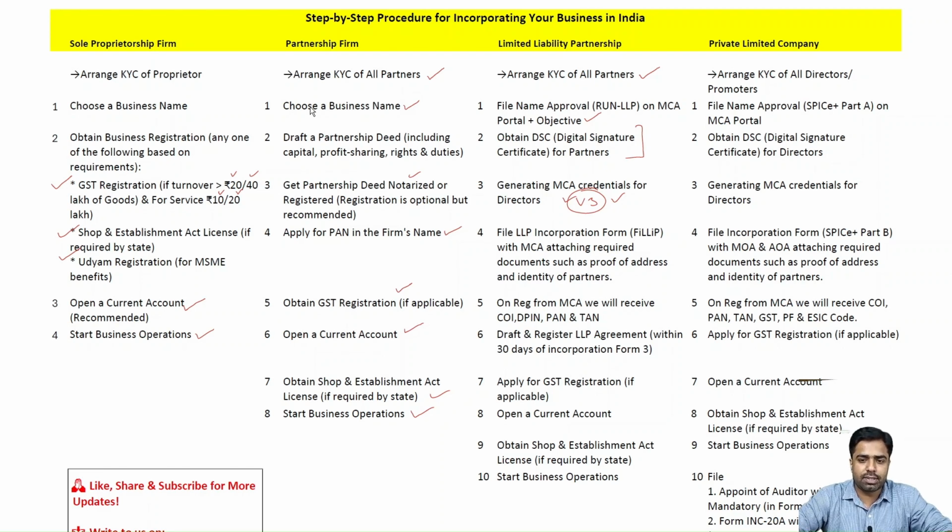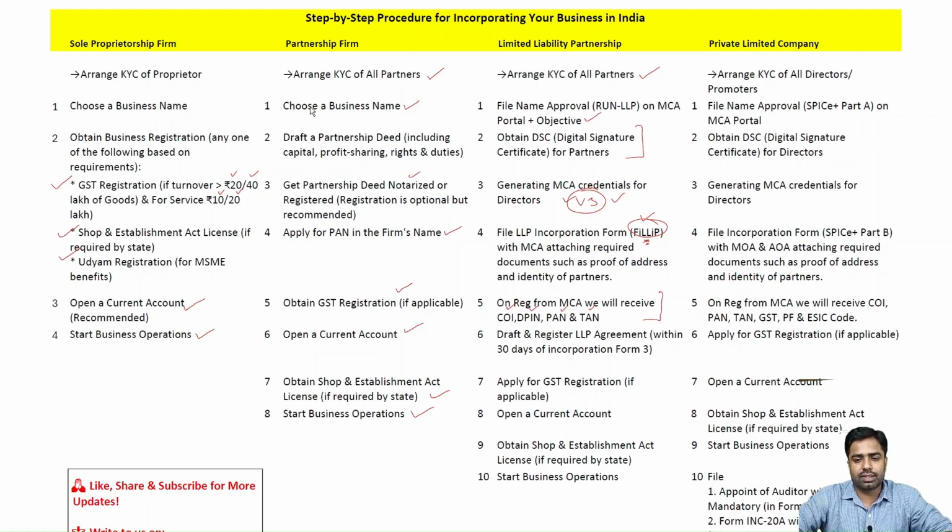Once the name approval comes, then we have to file the LLP incorporation form with the MCA, attaching the required documents such as address proof and identity of partners, their Aadhaar card, PAN card, as we have already discussed. Those things are to be submitted to the MCA for verification, and after the verification, if MCA is satisfied, then MCA will grant you the registration and it will issue the certificate of incorporation, designated partner identification number, and PAN and TAN. All these things will be given to you post your registration of the LLP. These communications will happen to you over email.